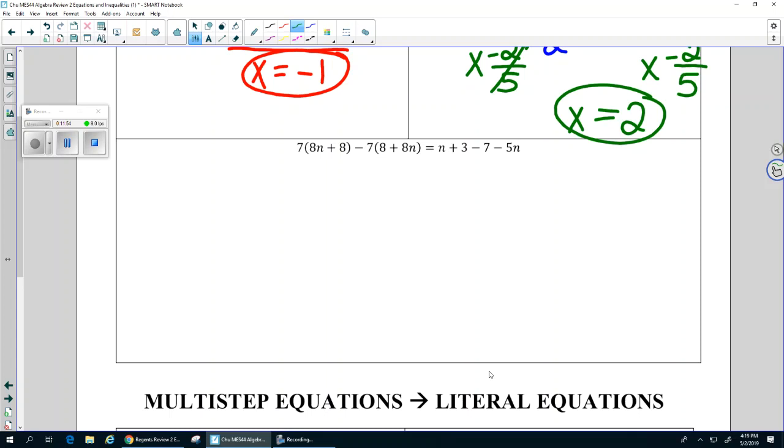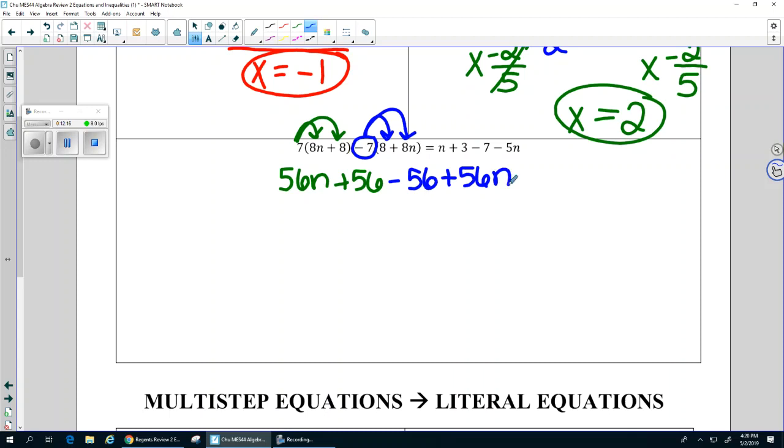Okay, problem below, again, we have parentheses, so the first thing you want to do is distribute. 7 times 8n, I get 56n plus 56. And now I have a -7, so make sure you're distributing the -7. It becomes -56 plus 56n equals the rest of this problem. So n plus 3 minus 7 minus 5n.